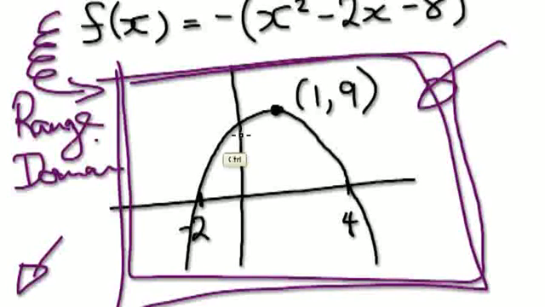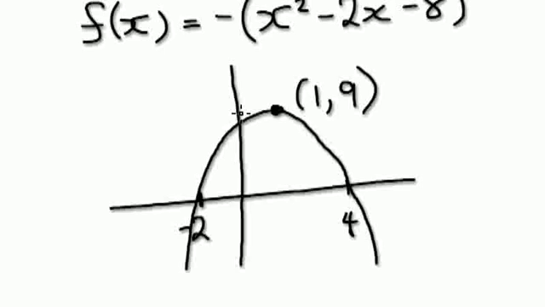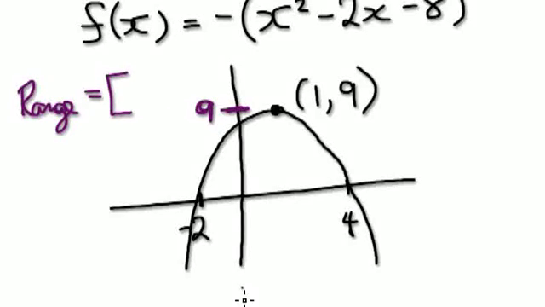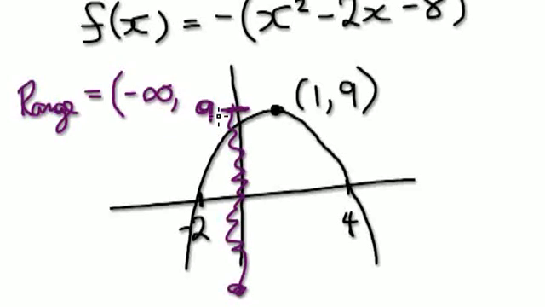Okay, so the range here would be, well, the height here is 9, and it includes the 9 as well. So it would be everything at the bottom all the way up to the 9. So it would be negative infinity, comma, and then everything up to the 9. So it would be this.